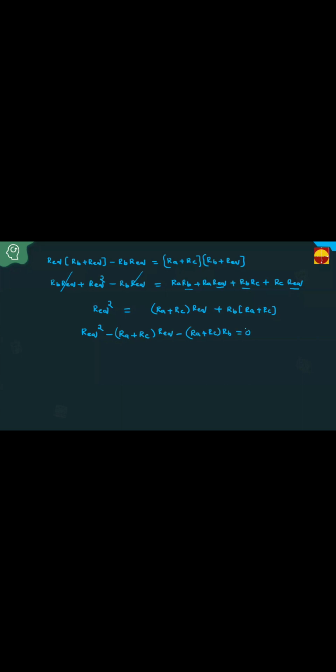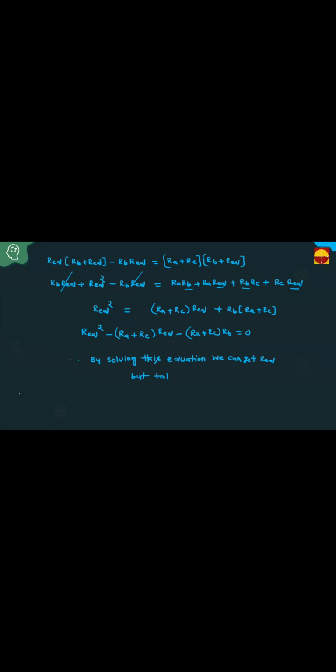This is the quadratic equation, friends. By solving this equation, we can get the R equivalent. Take the positive values. This is just like ax square plus bx plus c equal to 0. This is one quadratic equation. By solving this equation, we can get R equivalent. But take only positive values. Don't take the negative values.